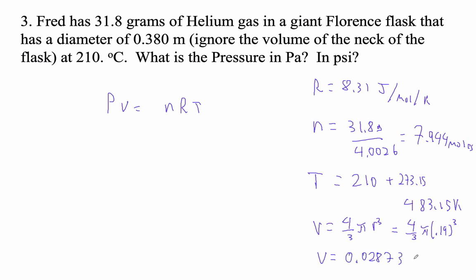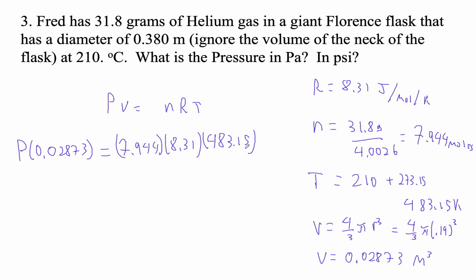I'm getting the volume is 0.02873. That's good enough. Remember, that's in cubic meters. A cubic meter is a giant thing, right? Okay, so now we're just trying to find the pressure. So pressure times 0.02873 is equal to 7.944 times 8.31 times 483.15.